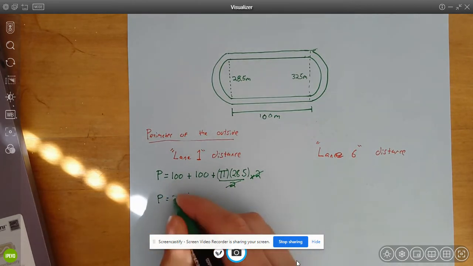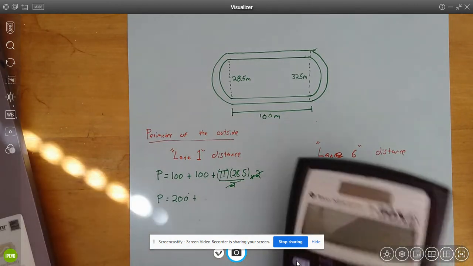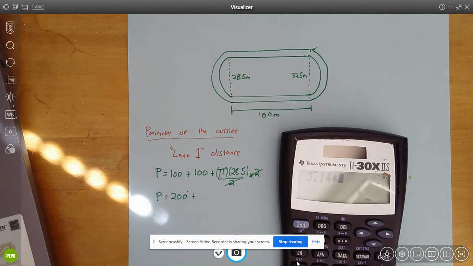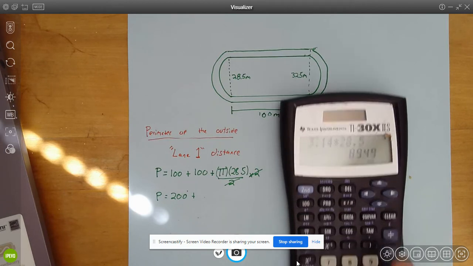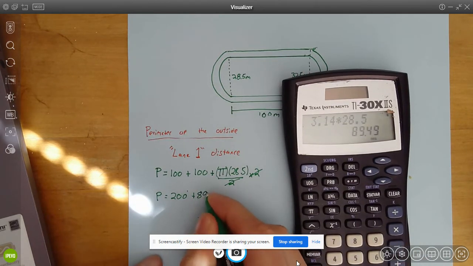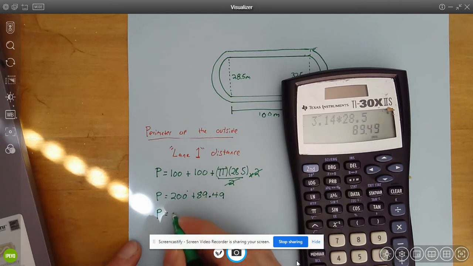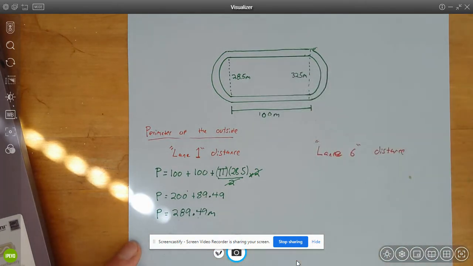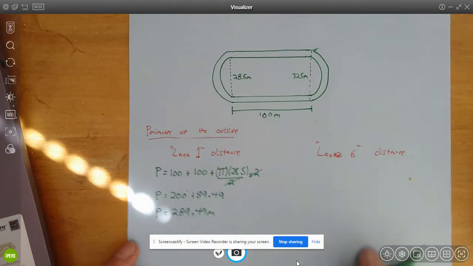So it's going to be 200 plus 3.14 times 28.5. You could also use the pi button, but 3.14 is sufficient for this course. Not all calculators would have a pi button, or you might be doing this by hand. Okay, so this track is actually not your full 400-meter track. I'm actually only going to be running 289.49 meters. So that would be the distance. If I ran the whole race in lane 1, I would only have to run 289 meters.